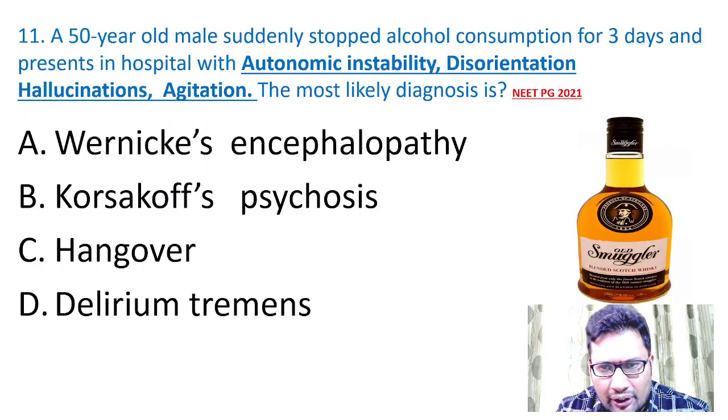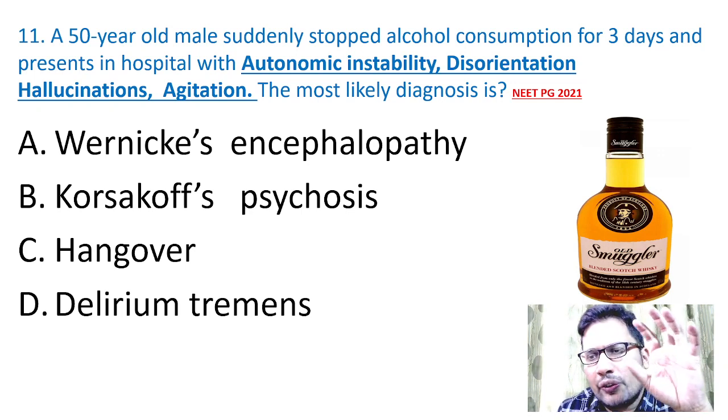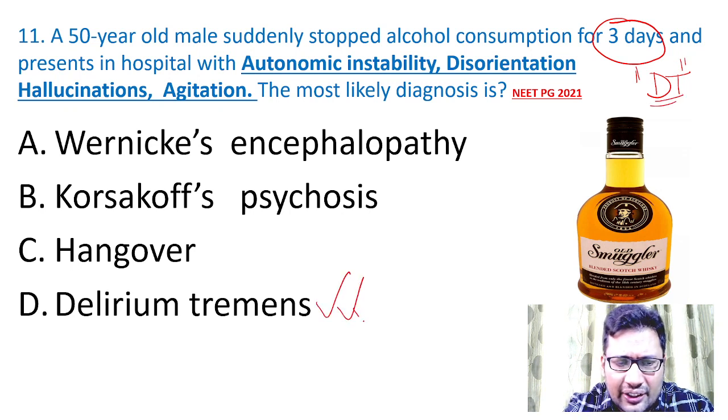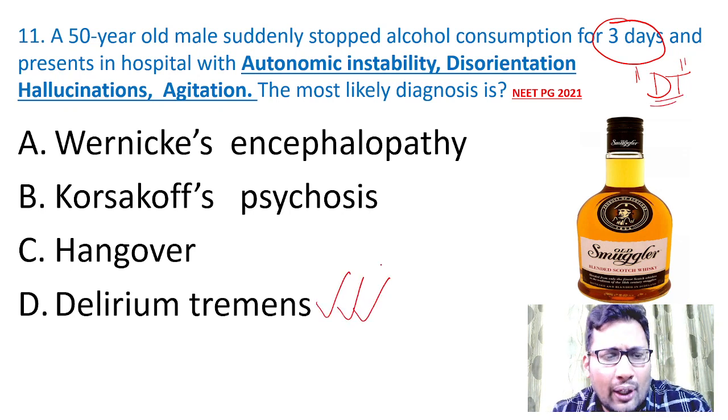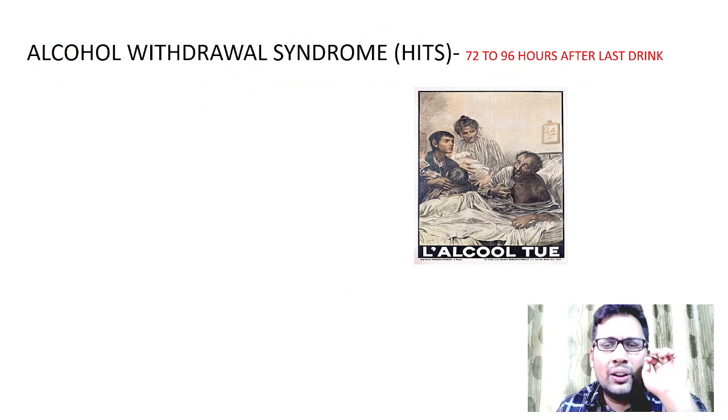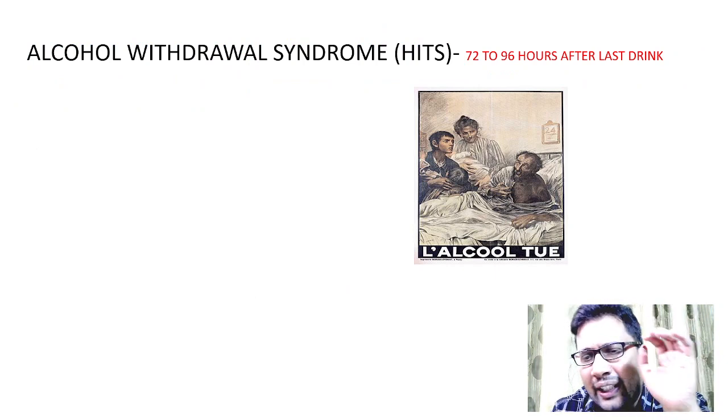And the last question. A 50-year-old male suddenly stopped alcohol consumption 3 days ago, that means 72 hours. He presents with autonomic instability, disorientation, hallucination and agitation. So this must be DT, a condition of delirium tremens. Delirium tremens is the correct answer. Let's see what is delirium tremens, what is Korsakoff psychosis, Wernicke encephalopathy. So alcohol withdrawal syndrome. You can remember it with the help of a mnemonic, HITS.